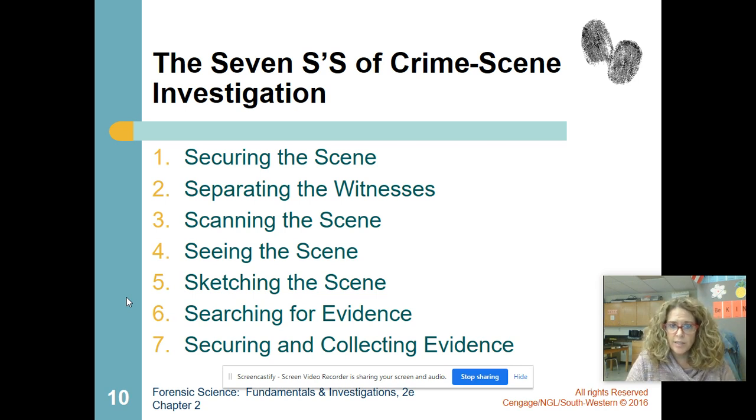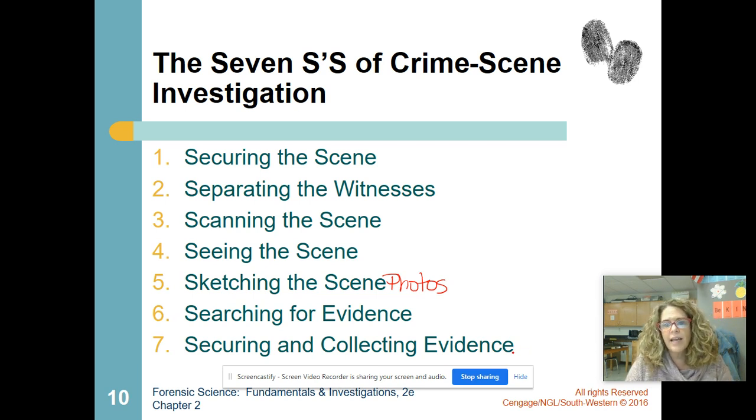And then sketching the scene. So that's also going to involve our photography piece. You want to take some photos in there. You want to preserve the scene as is before you start removing the evidence. The 6th step is searching for the evidence. That is where we're going to have very specific search patterns, and we're finding the evidence. And then the last step is the collection of the evidence.